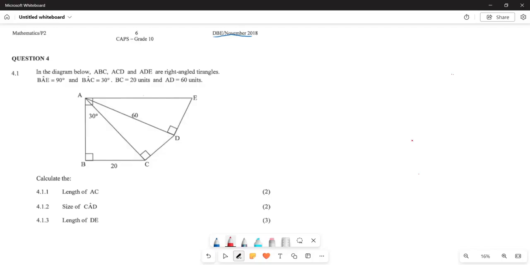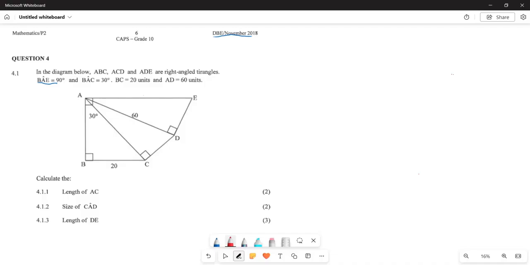Now they're saying, in the diagram below, you have ABC, ACD, and ADE, which are right angled triangles. So what is it that you are given? You are given that BAE is 90 degrees, BAC is 30, BC is 20 units, and AD is 60, right?